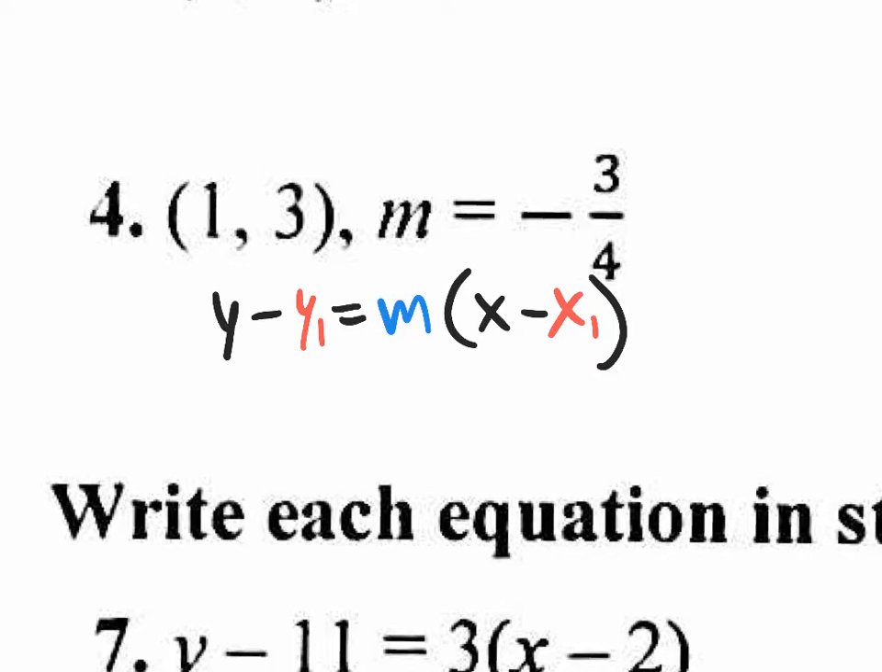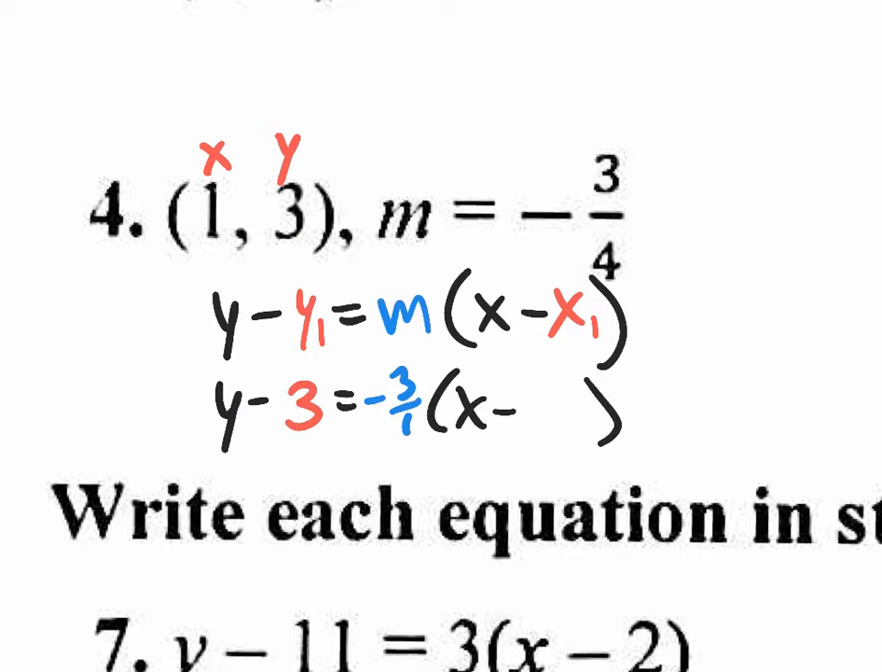I always recommend writing it with blank spots. Then you plug in your x1, y1. So it's going to say y minus 3 equals m. M is negative 3/4 times x minus x1. X1's 1. And you're done.